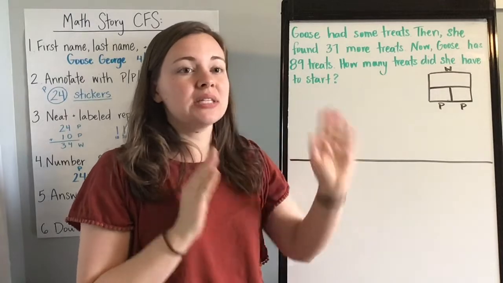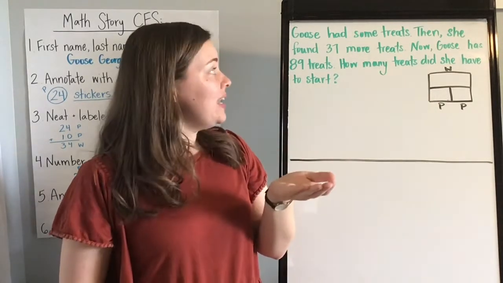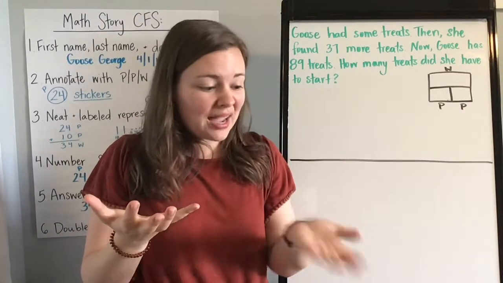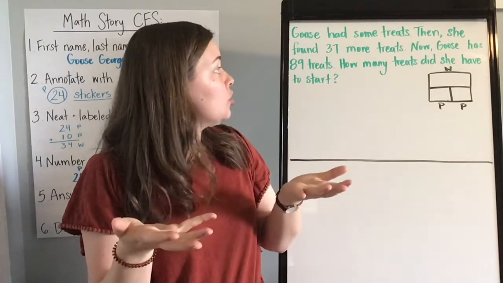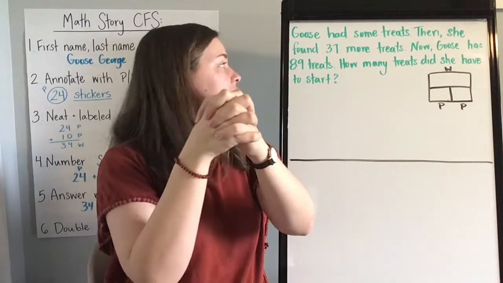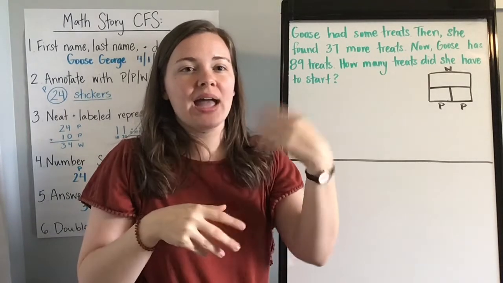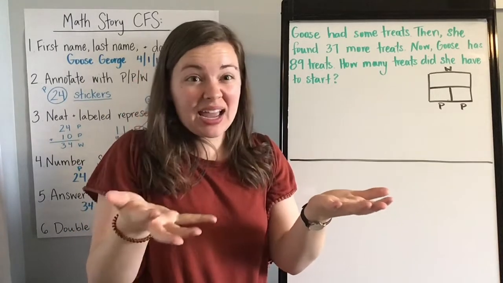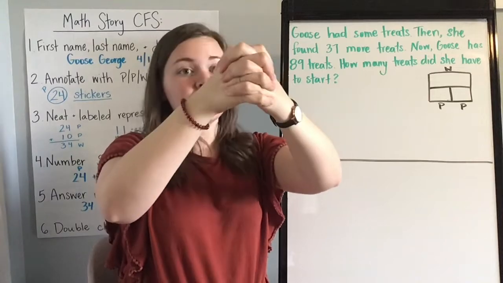Okay, so it says Goose had some treats. I can picture Goose there with some of her treats. Then she found 37 more treats. So now Goose had some, she got 37 more, and now Goose has 89 treats. How many treats did she have to start? So I had one part that I don't know, then I had 37 treats that she got to make a total of 89 treats that Goose has.